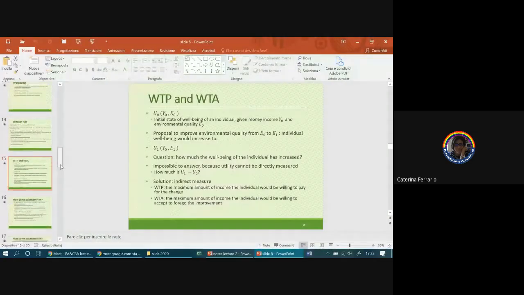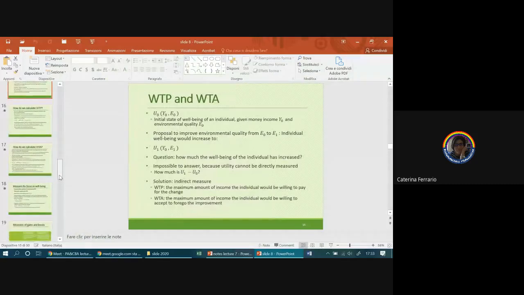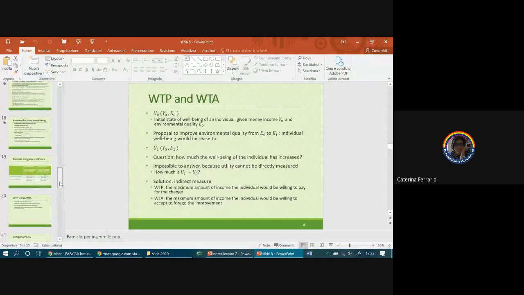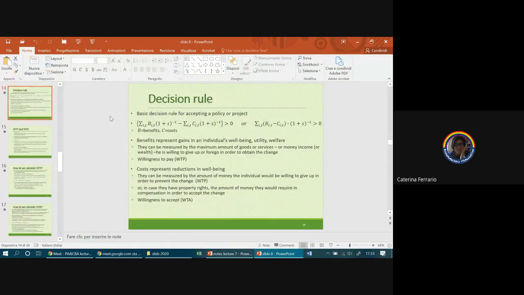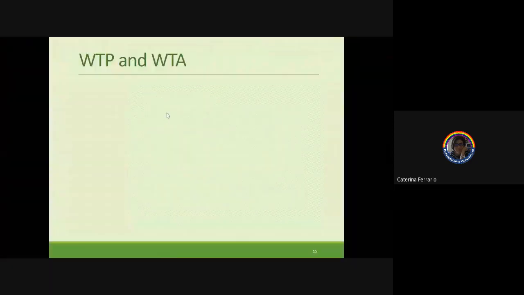Now, I will stop here because I think we can do this next week, since it's not needed for the presentation of your colleagues. We will look more in detail at the concepts of willingness to pay and willingness to accept next week, so that I can leave enough time to your colleagues for the presentation today. So we will start next week from this point.